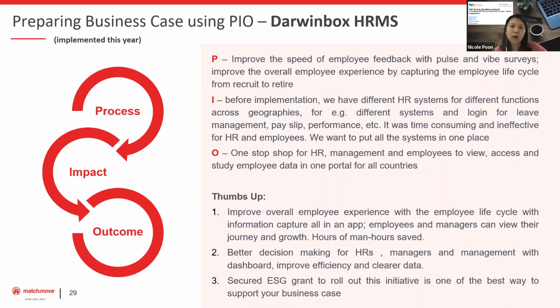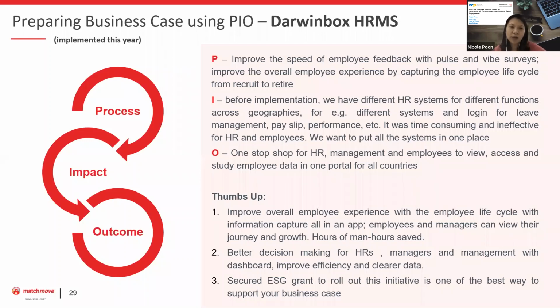And so how do I apply process, impact, outcome to getting Darwinbox? In the process, it's trying to monitor, document, collect, and process data on an employee life cycle from recruit to retire, which usually takes 7 days for one employee. And almost everything is pretty much manual. For example, we have to fill a paper application form, print the employee contract, sign, scan, file.